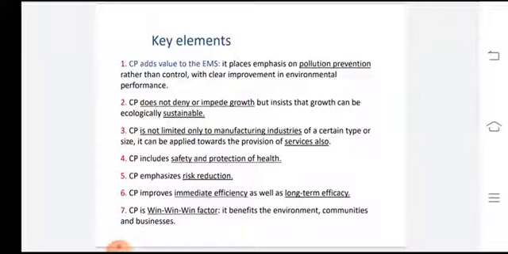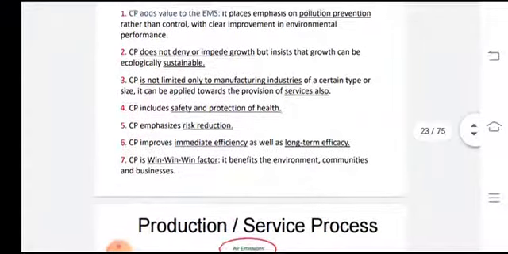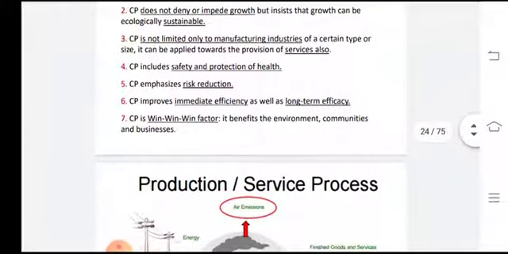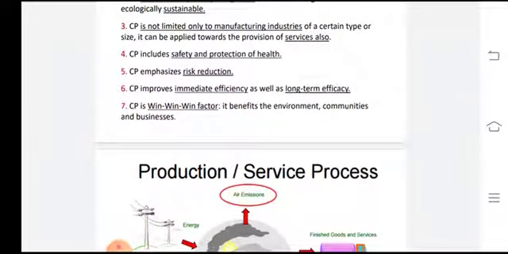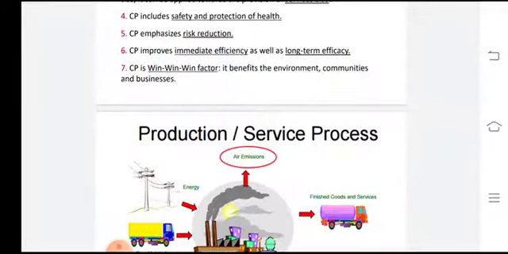So CP does not deny or impede growth, but insists that growth can be ecologically sustainable. So we need a sustainable solution. In the coming slides, we will focus on this sustainability concept, and then safety. It includes safety and protection of health, and CP emphasizes risk reduction, and CP improves immediate efficiency as well as long-term efficacy. So it's a win-win factor: environment, communities, and business.